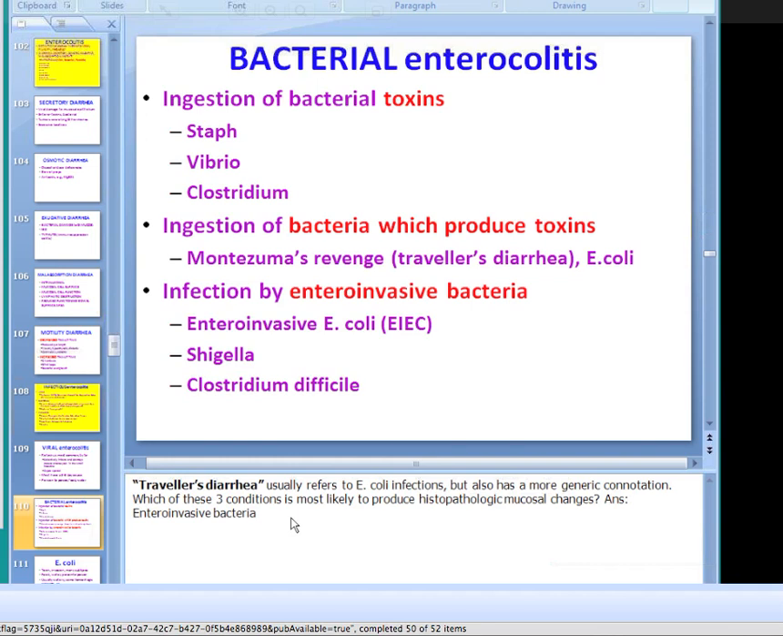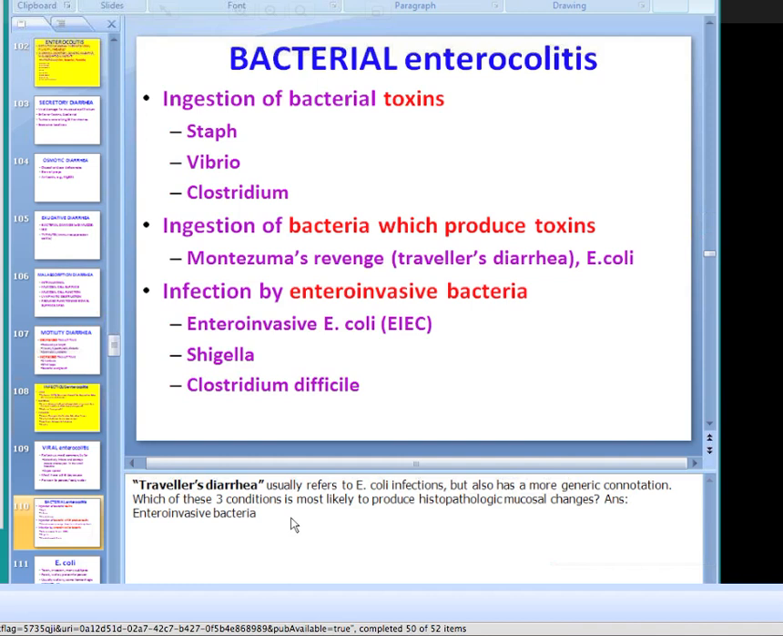Montezuma's Revenge, which they call traveler's diarrhea, usually is associated with E. coli, but I don't want to be too hardcore on that because the term traveler's diarrhea is so universally used. Technically, it means anytime you get diarrhea when you're traveling. Well, that could be a wide variety of things if you look at the big differential, but classically and statistically, E. coli is the most common. And that's because you're ingesting a bacteria now, which produces toxins inside your colon. Remember, in the first one, you just ingested the toxins, theoretically.